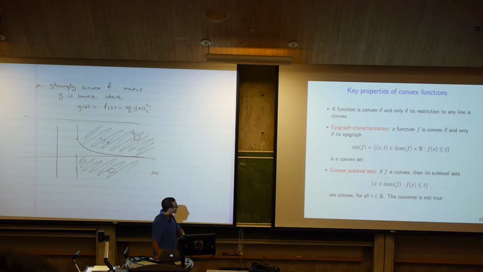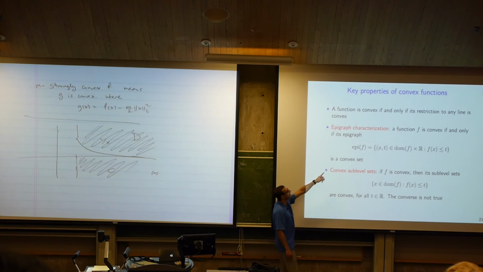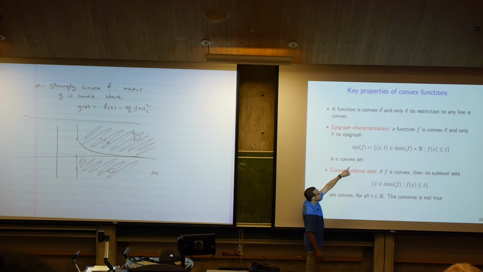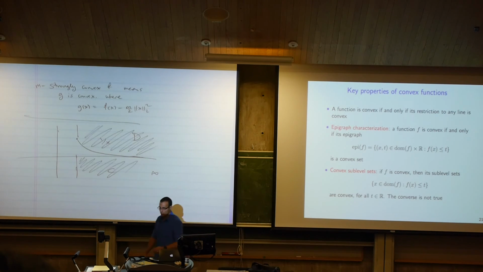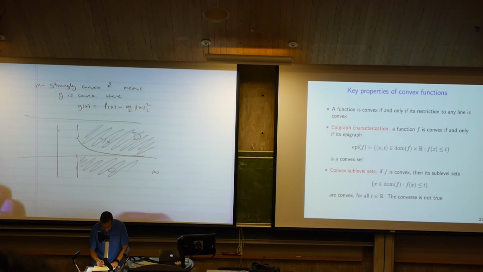Okay, kind of getting towards the end of time. Key properties of convex functions. This is the connection between convex functions and convex sets. We can define for any function its epigraph. That's the set of all points x comma t such that f of x is less than or equal to t. Let's just think about the function 1 over x.